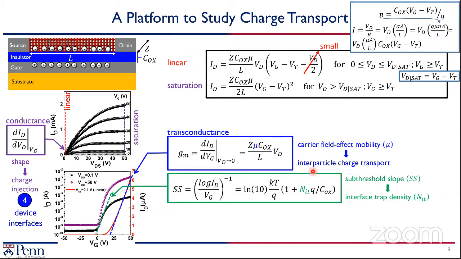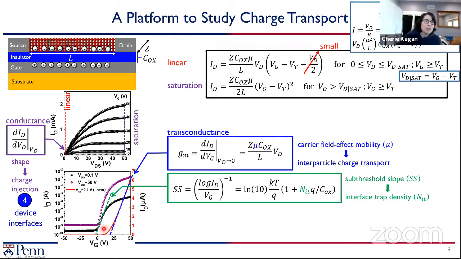If we go further, I'll introduce you to the inverse of this, which is called the subthreshold slope. SS stands for subthreshold slope. It's really taking this current versus voltage on this log scale and getting the slope of this.